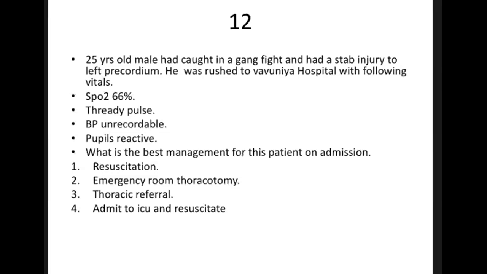Last question. A 25-year-old male was caught in a gang fight and had a stab injury to the left precordium. He was rushed to Vavuniya Hospital with the following vitals: saturation 66, steady pulse, BP unrecordable, pupils reactive. What is the best management for this patient on admission? Resuscitation, emergency room thoracotomy, thoracic referral, admit to ICU and resuscitate.